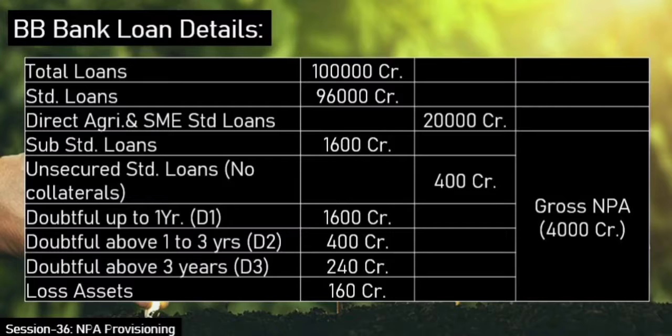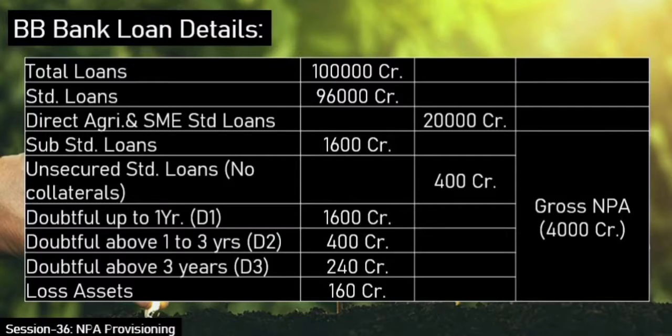So, you can see here the total loans, or otherwise called the total advances, is 1 lakh crore. The standard loans are 96,000 crore, out of which the direct agricultural and SME standard loans is 20,000 crore. So out of the 96,000 crore, 20,000 crore is of direct agricultural and SME standard loans, and the rest is others.